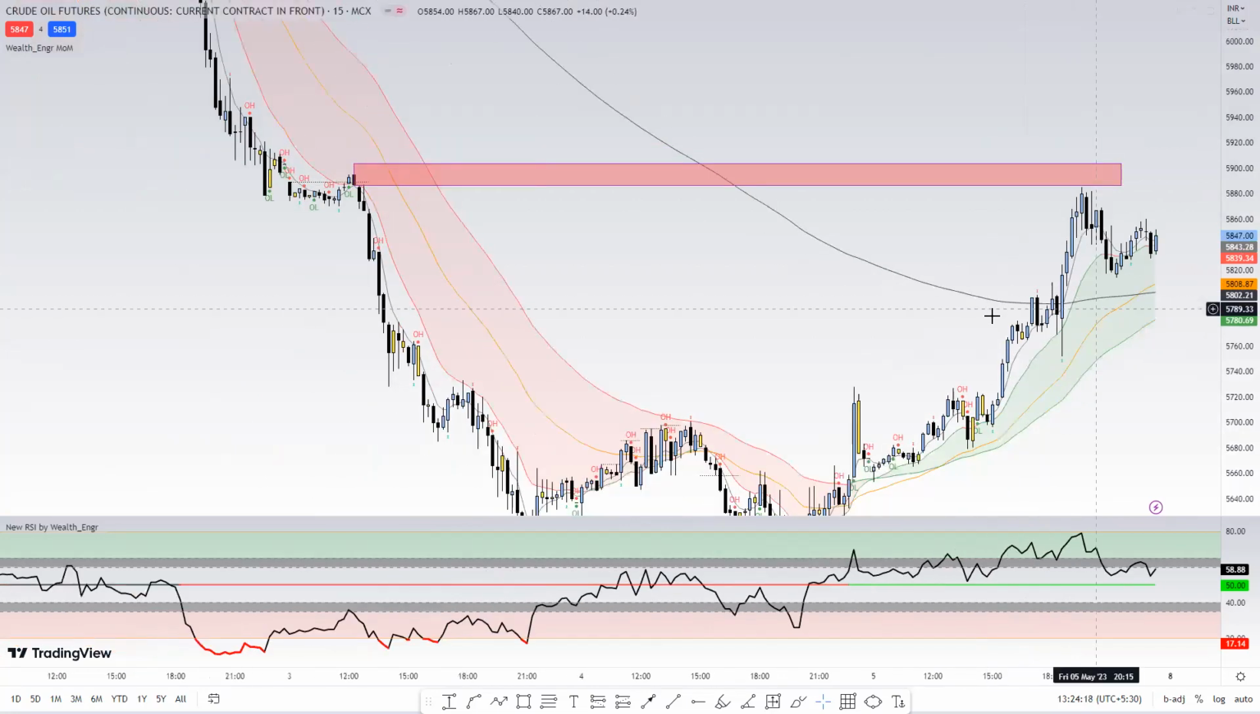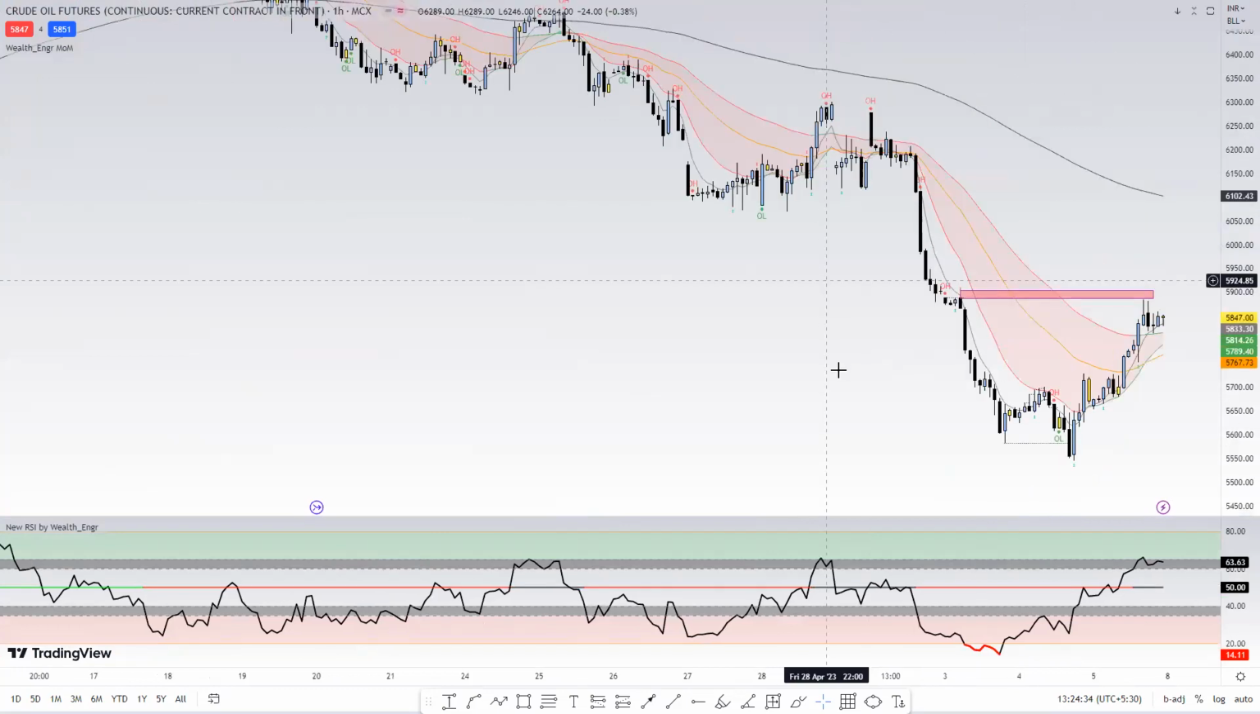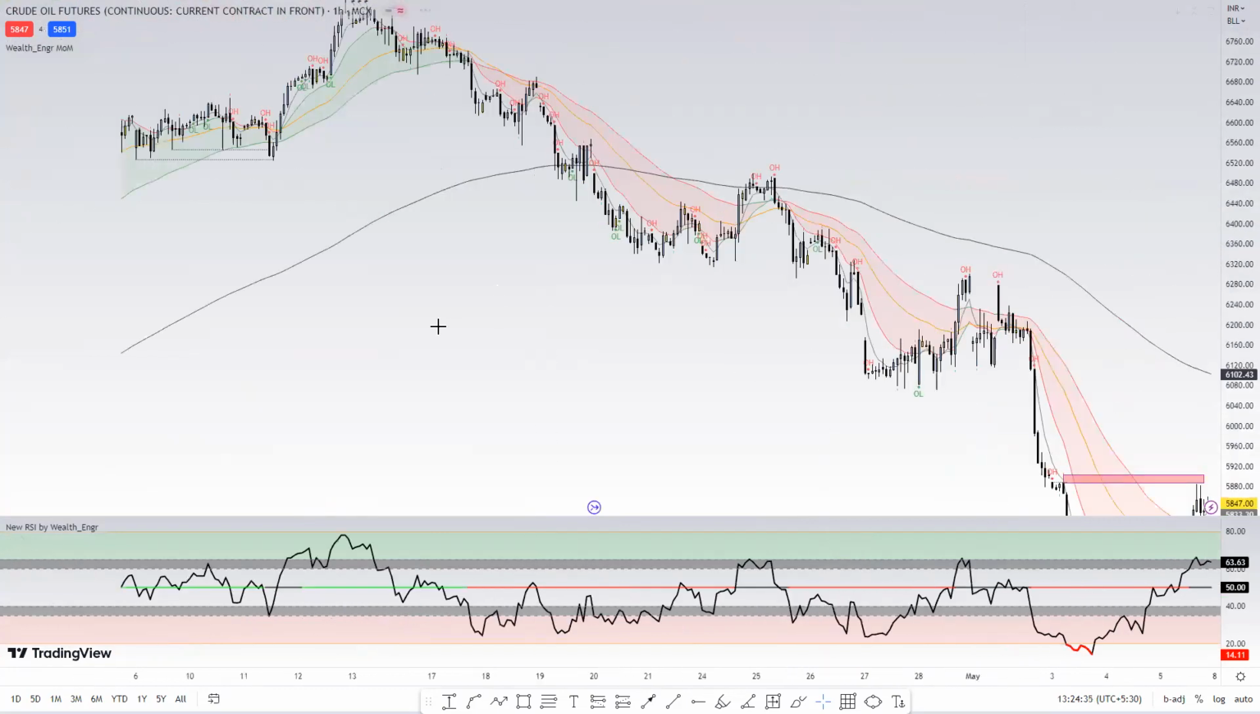So if you try to identify in Nifty, Bank Nifty, crude oil, natural gas, in these 4 scripts, at least one trade you will get every day. At least one trade you will get every day, and that too very high quality trades. Okay, let me switch to the 1 hour time frame.